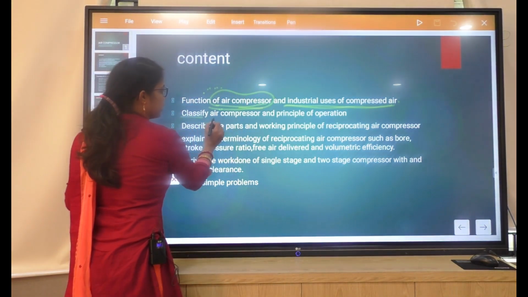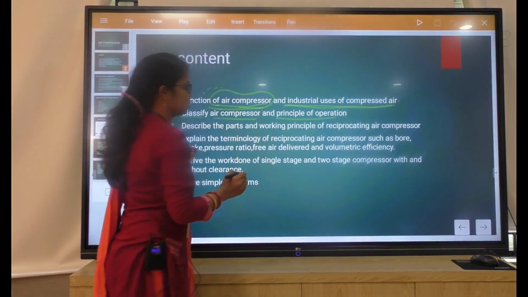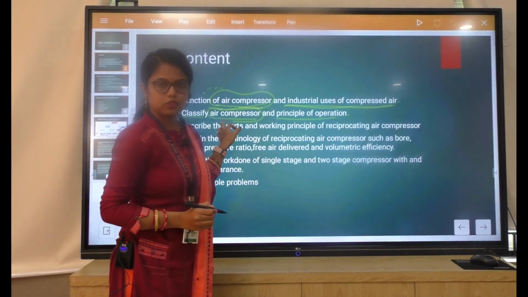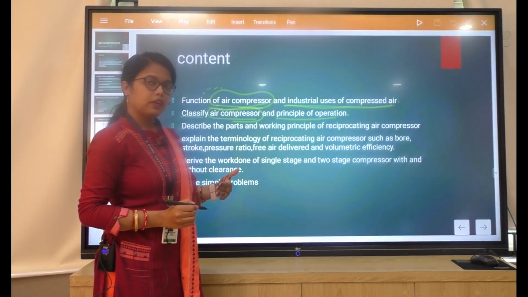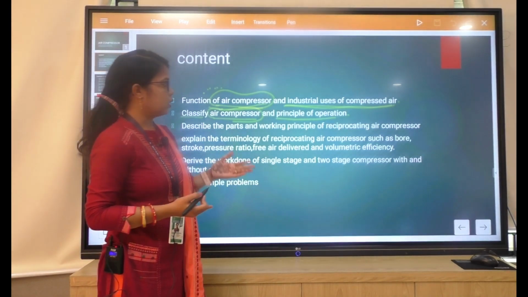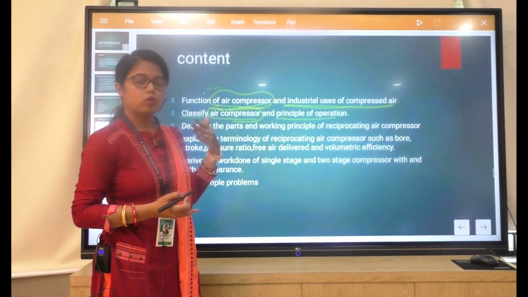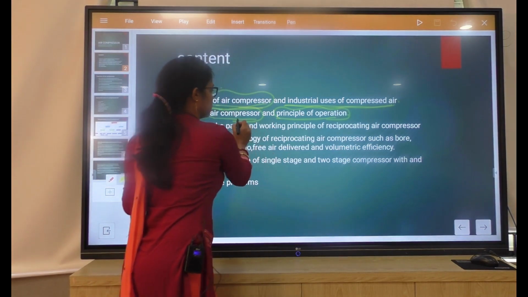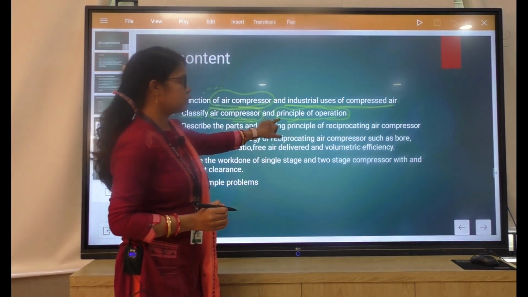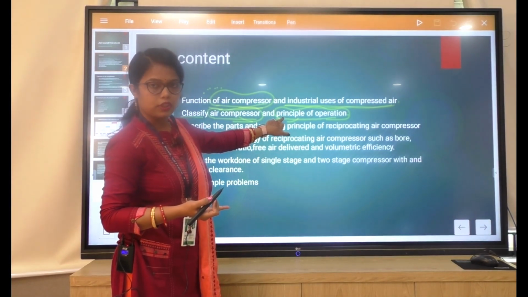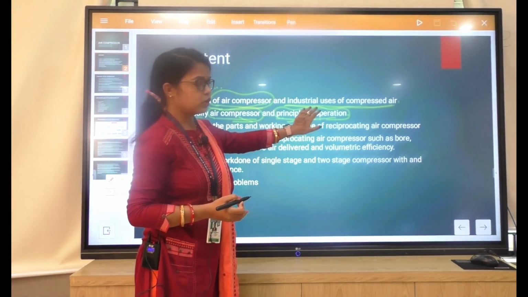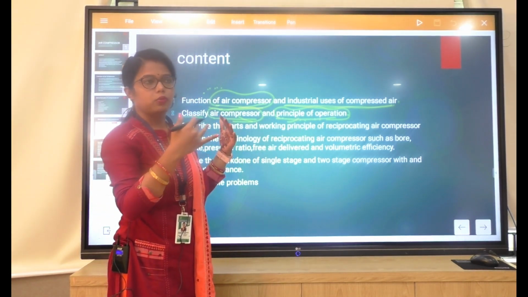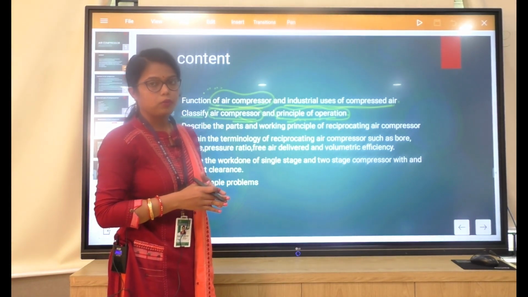Then classify air compressor and principle of operation. Yes, there are multiple types of air compressor, and we will classify them based on certain parameters, and we will study all those air compressors. Then the principle of operation: first classification and then the principle on which each compressor is running. Principle of operation is very important, and from that we will derive the powers and the efficiencies, and you will solve the problems that are needed.